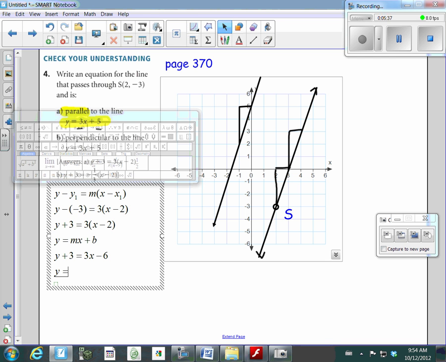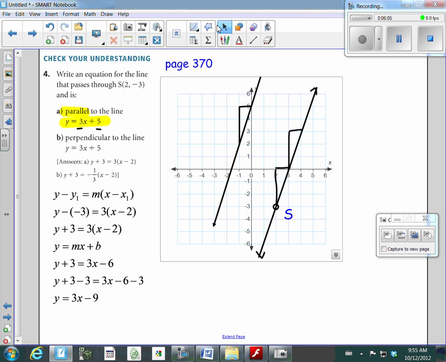y plus 3, subtract 3, equals 3x minus 6. And since we subtracted 3 from the left-hand side, we have to subtract 3 from the right-hand side, thus giving us y equals, well, 3 minus 3 cancels, so 0 on the left, equals 3x minus 9.